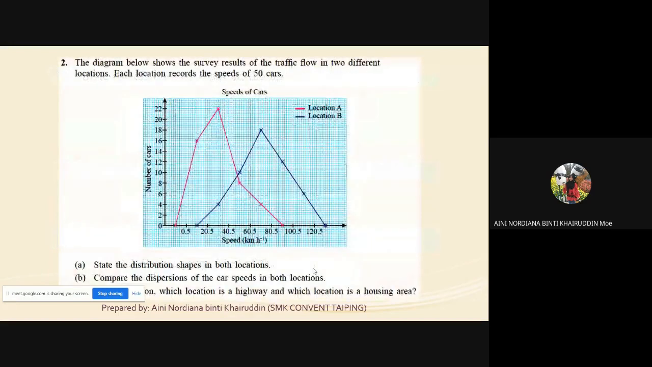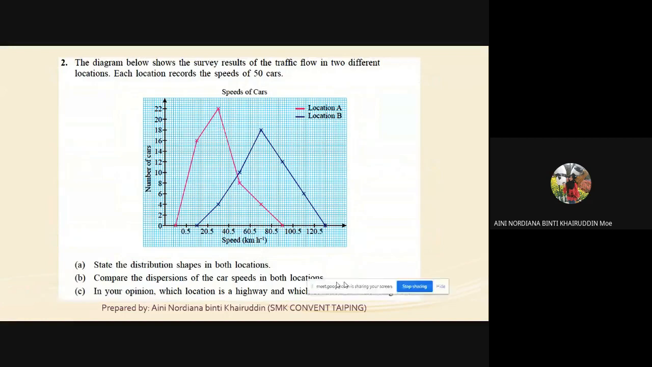Question number 2. The diagram below shows the survey result of the traffic flow in two different locations. Each location records the speed of 50 cars. Okay, kalau tengok yang pink ni dia punya speed dia tak tinggi, yang warna biru ni speed dia agak tinggi.